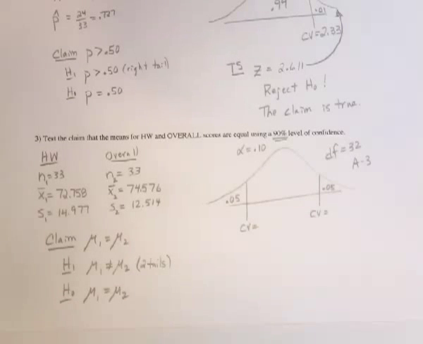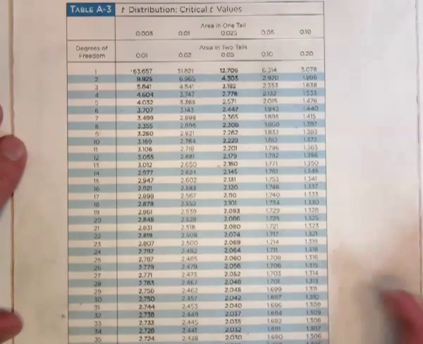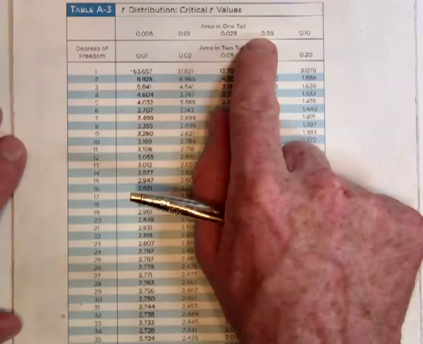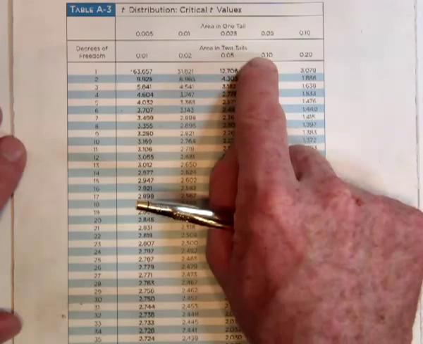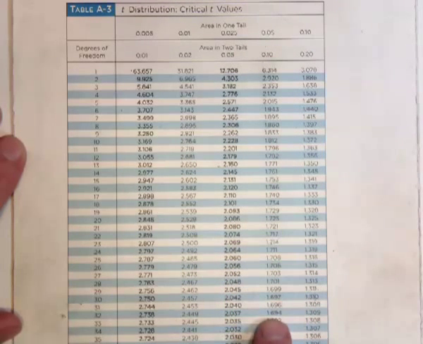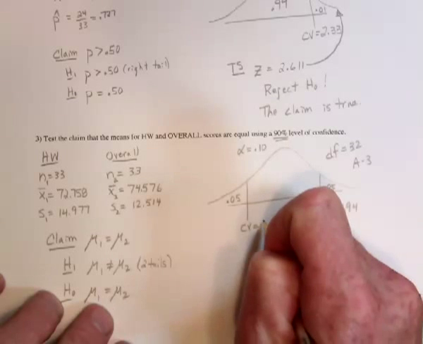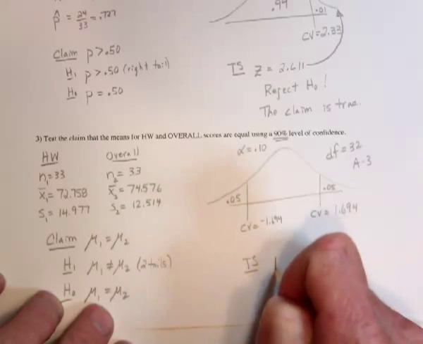And then table A3. So you can look at it this way. If you were to look at one of the tails, it has 0.05. Or if you look at the two tails in total, that's 0.10. Either way, it takes you to this column. And then go to 32, and it's 1.694. So 1.694 and negative 1.694.